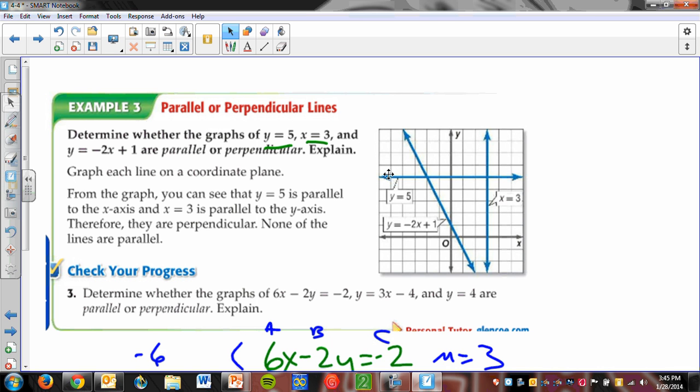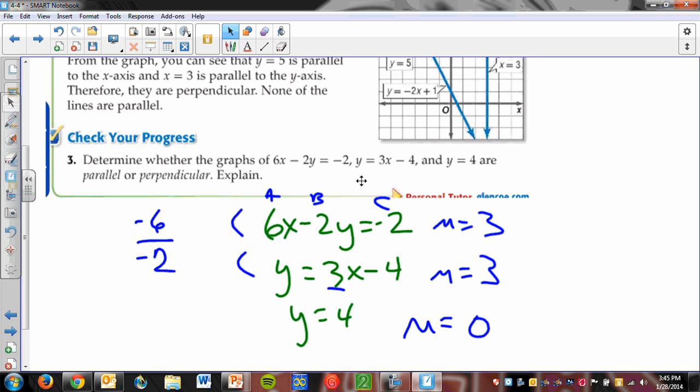On a graph, if you see any horizontal and vertical, you know they are always going to be perpendicular. Because with your vertical line, you have an undefined slope. It's really hard to flip the fraction when your fraction just says undefined. So just know that undefined and 0 are perpendicular.